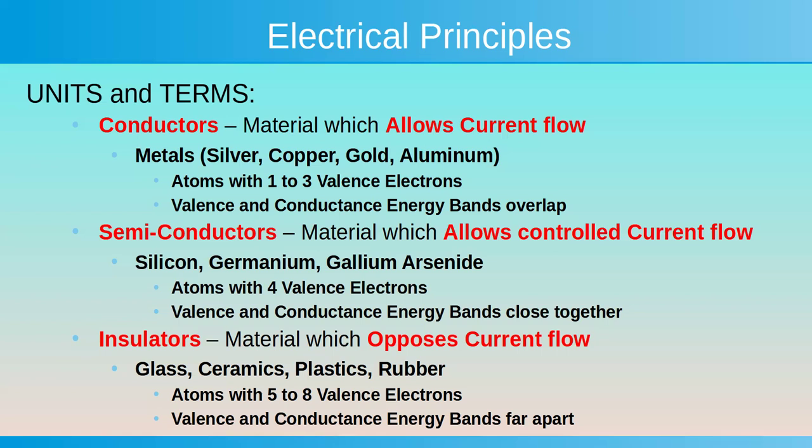Some examples of insulators: glass. I didn't list quartz, which is a good one. Ceramics, plastics, rubber, all those kinds of materials are usually very good insulators. And they also have 5 to 8 electrons in the valence band. And I missed the semiconductors, which all seem to have 4, which is kind of in the middle.